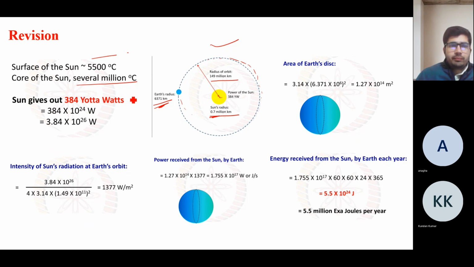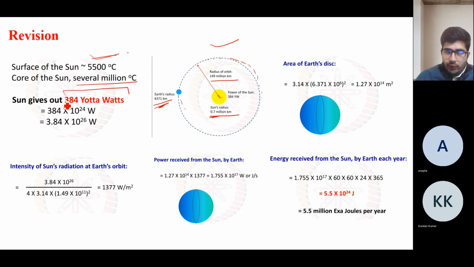From the basic calculation, the sun gives out around 384 yotta watts based on this temperature. You can find out the energy released from the sun from the temperature. So it will come around 384 yotta watts. Yotta we have covered already in our previous classes.